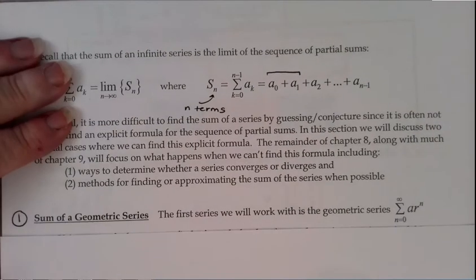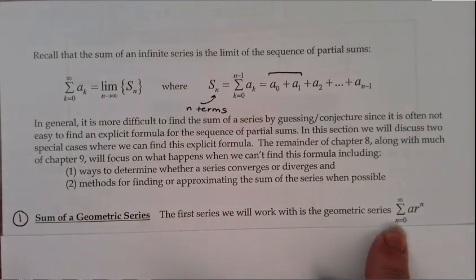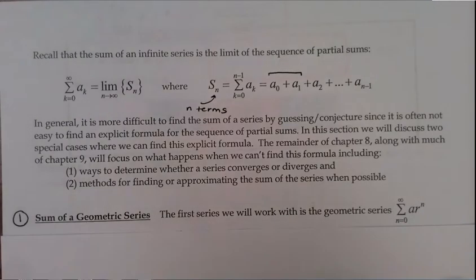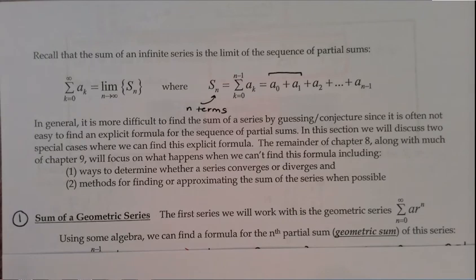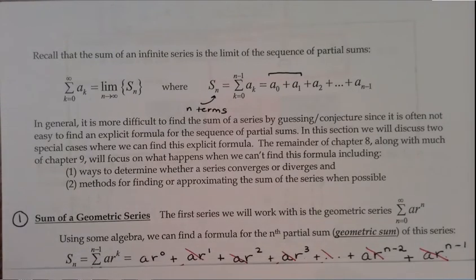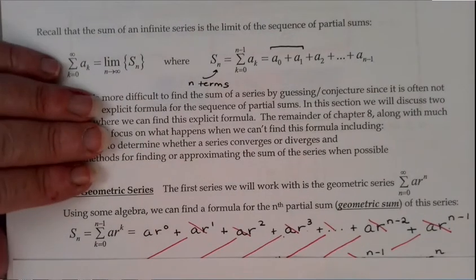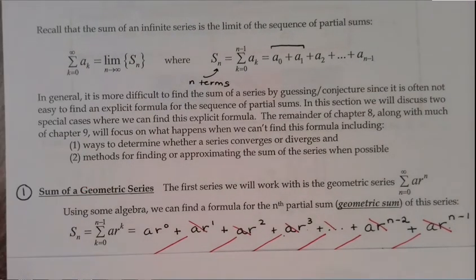First of all, if I look at the infinite series, the sum as n goes from 0 to infinity of these geometric terms, a times r to the n. Remember, we looked at the sequence for this too, right? Then, using some algebra, my goal is to find a formula for the nth partial sum, sometimes called the geometric sum of this series. So, I've already filled this out. This isn't something that I expect you to replicate. It's just something that I want you to follow along with.